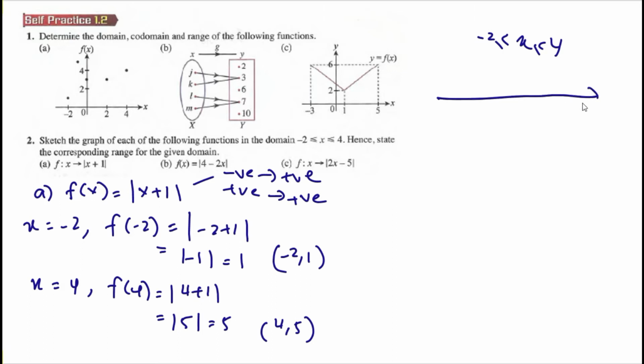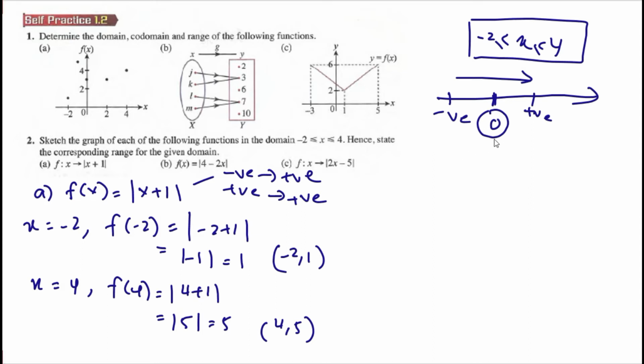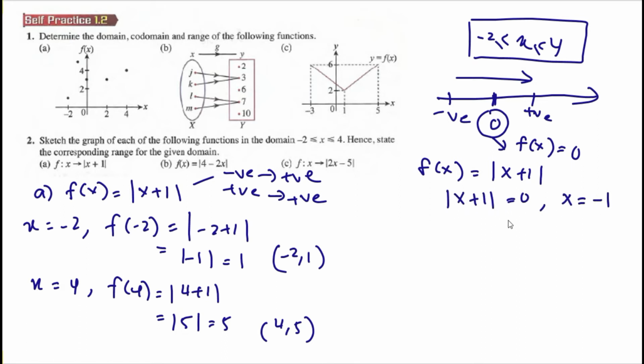If you see from a graph line, if this one is negative and if this one is positive, there must be 0. So it must cross 0 before it can go to positive. So you must check if 0 is in between -2 to 4. To check that, we make f(x) equal to 0. We have f(x) = |x + 1|. So if x + 1 is equal to 0, x is equal to -1. So at -1, y is 0, and -1 is in between -2 to 4.